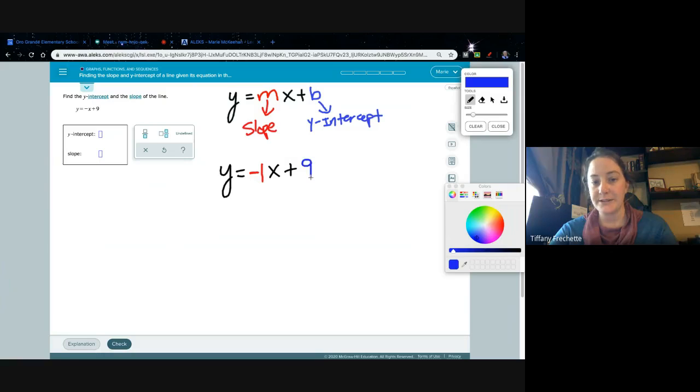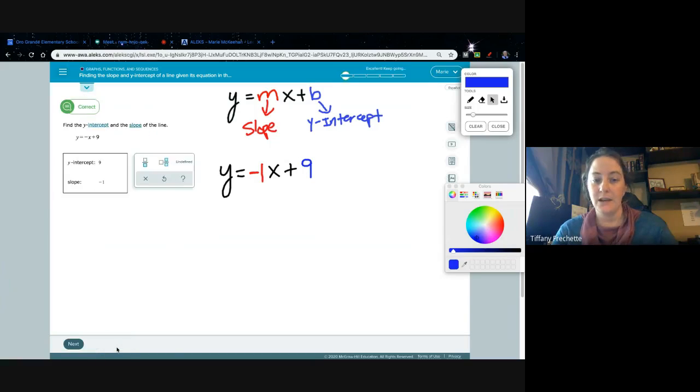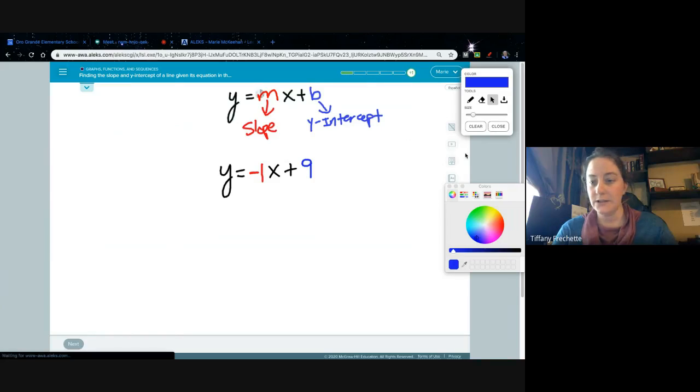And then we have a plus 9. So I've matched the colors on here on purpose. So we literally just are going to grab, I wrote it in red, the number next to the x. That is our slope, which is what m represents. So we're going to type in negative 1. And then our y-intercept is in blue here. It's what's being added or subtracted. So we're adding 9, so it's a positive 9. And we check. All right, next one.